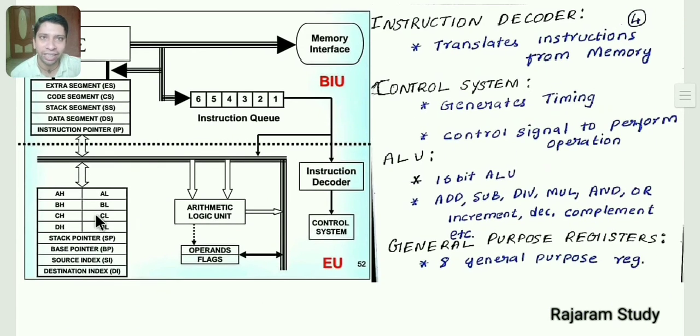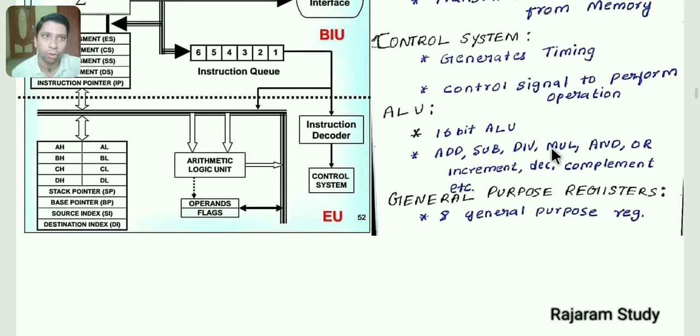Now, let's see in detail about all the parts in our execution unit. The work of the instruction decoder is to translate the instruction from the memory. Whatever instruction we get from the memory will be sent to our instruction decoder, where it will decode and find what its operation is. Then the control system generates the timing and performs the operation. Whatever operation you need will be performed by our control system.